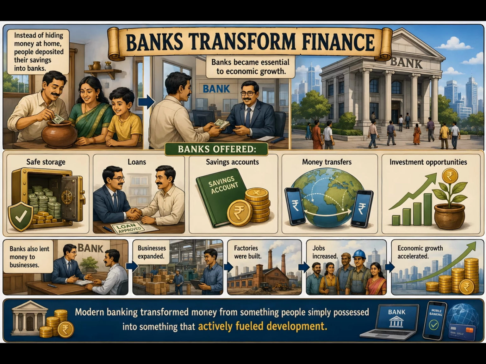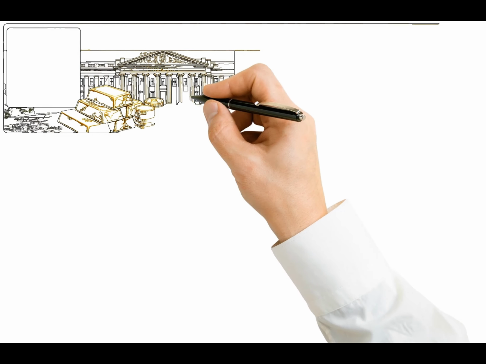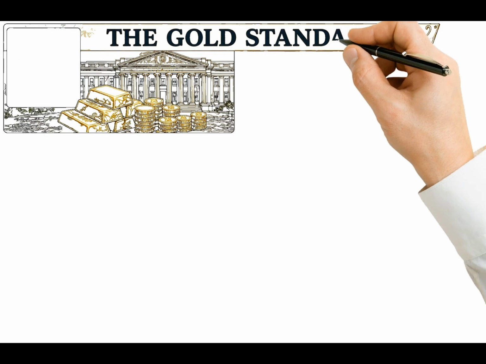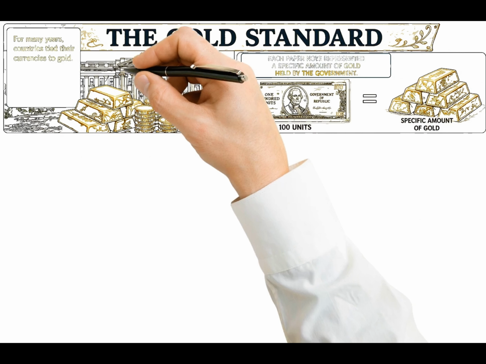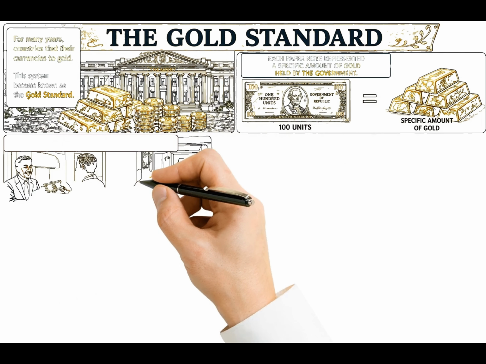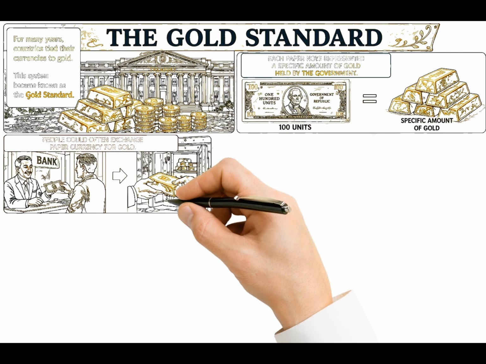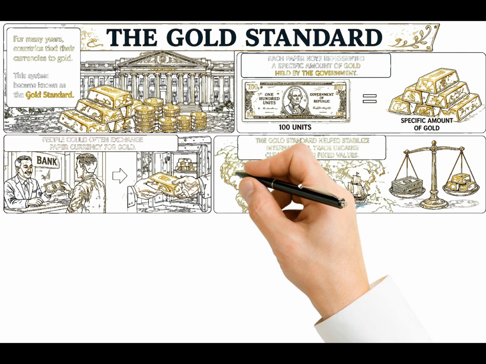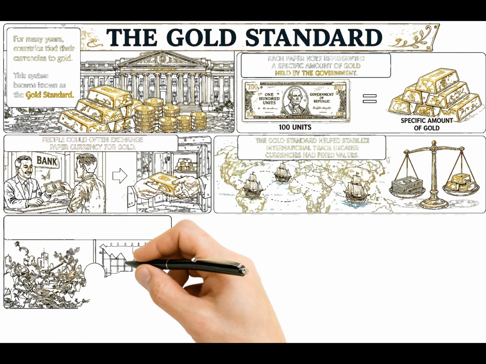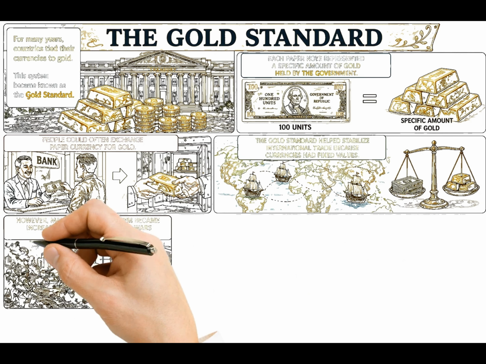The next transformation came with smartphones. Mobile banking apps placed an entire bank inside every person's pocket. With just a few taps, users could send money, pay electricity bills, shop online, buy groceries, recharge mobile phones, book travel tickets, and invest in financial products. Banking became available anytime and almost anywhere.